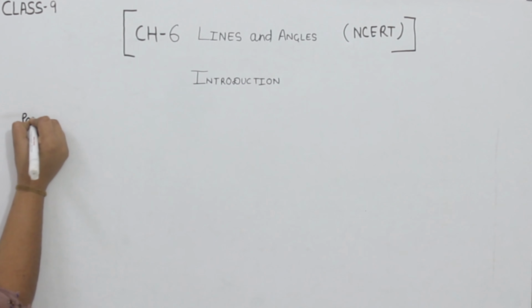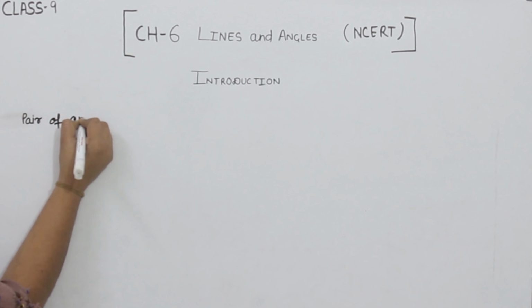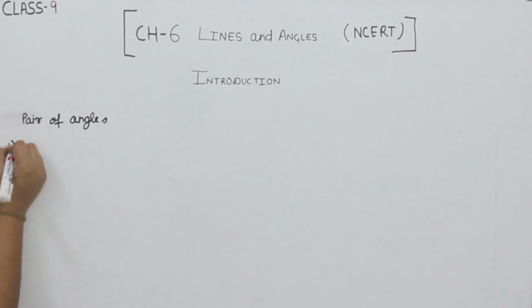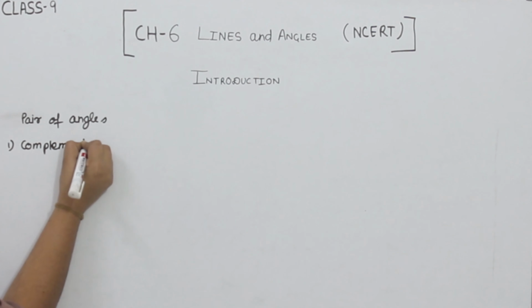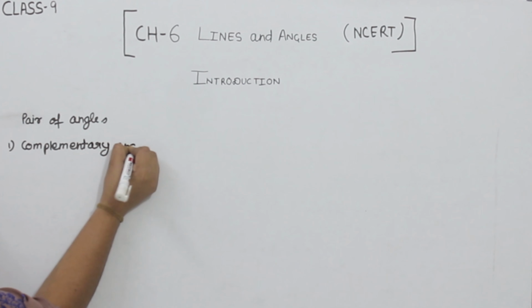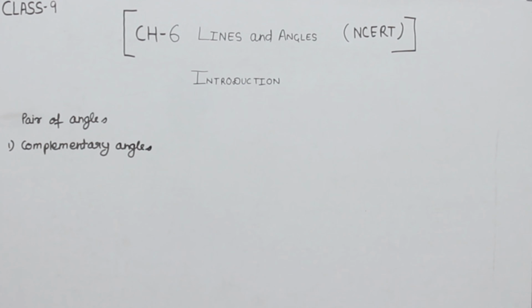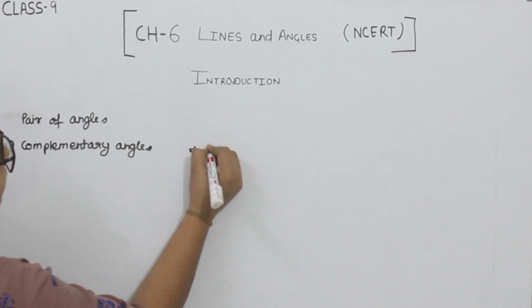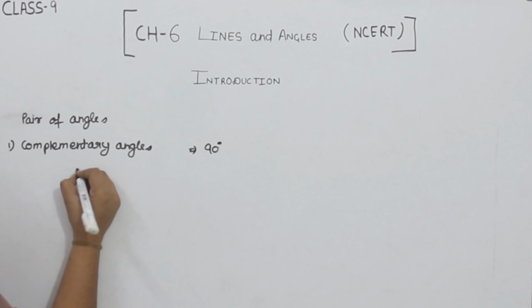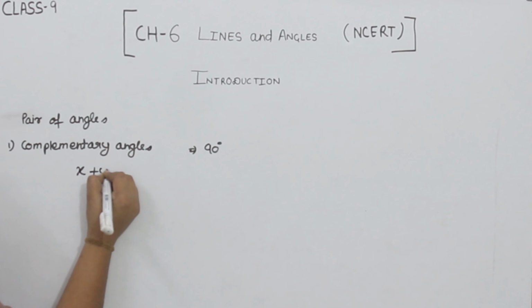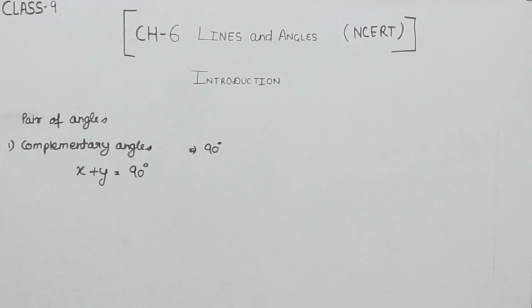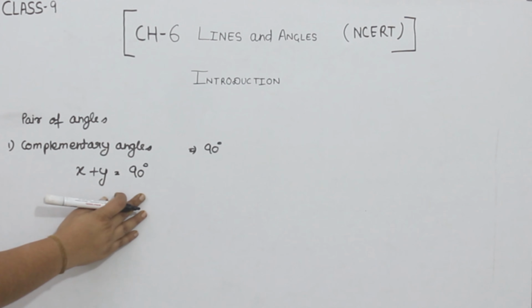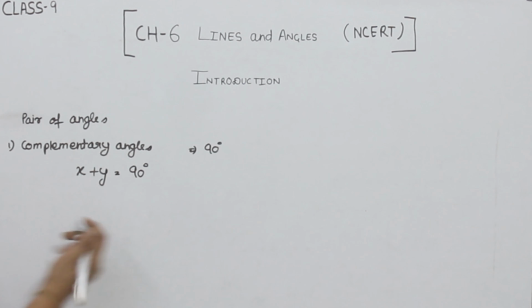Now we'll talk about pairs of angles. Start with the first one. The first one is complementary angles. The complementary angles are angles which are having a sum equal to 90. The pair of angles, for example, the first angle is x and the second one is y. When we add them, we'll get the total as 90. So, the angles which have a total of 90 as the sum are called the complementary pair of angles.